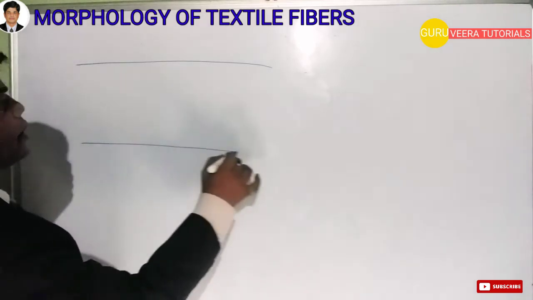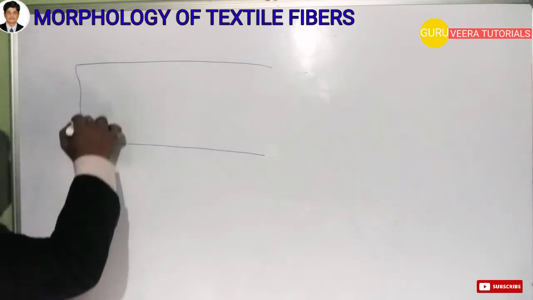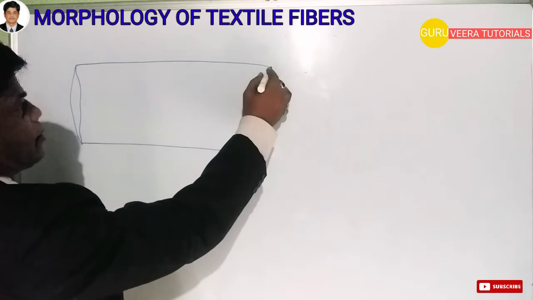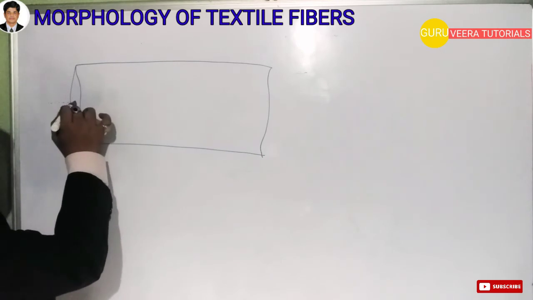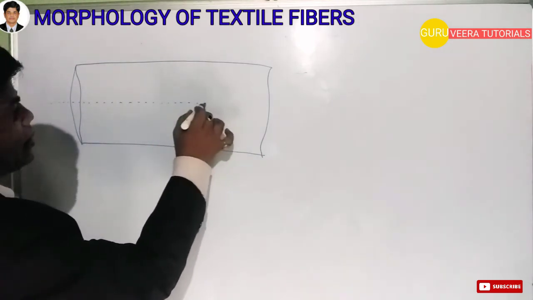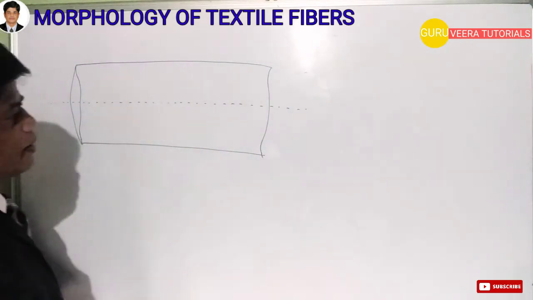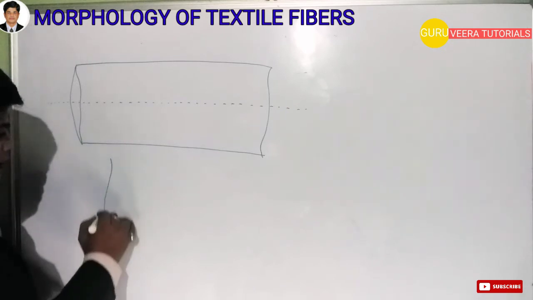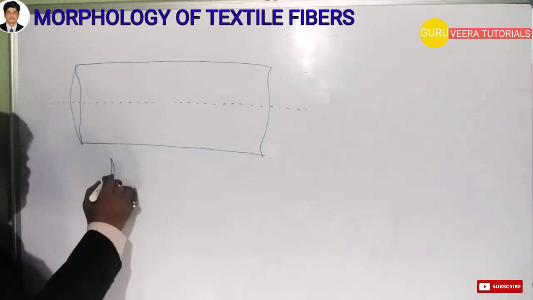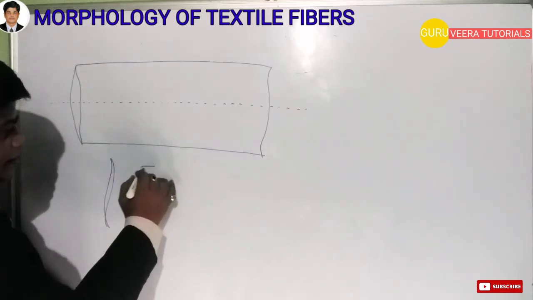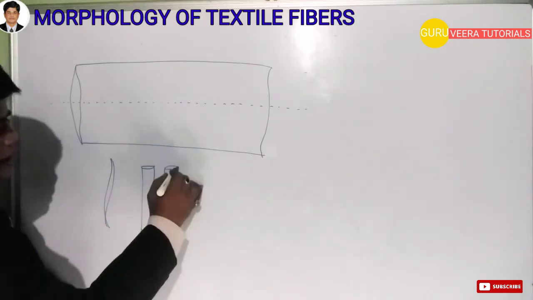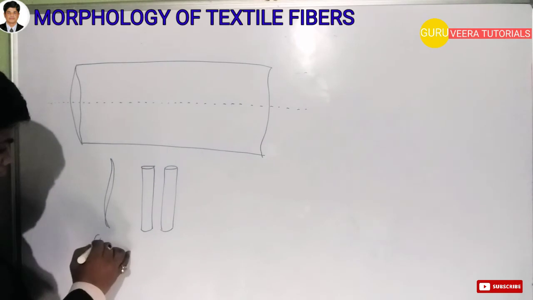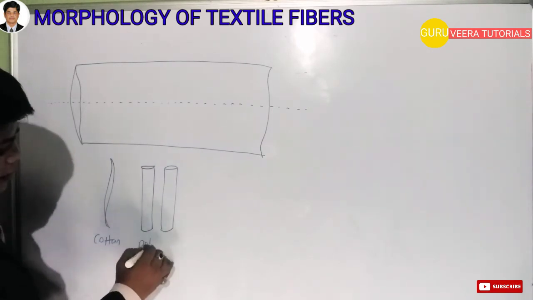You see, this is the zoom version of the textile fiber, cross sections. This is the cross section of the fiber that is lying horizontally. This is the axis of the fiber. For your understanding, I am showing here. Okay, this is the cotton fiber, and this is the polyester or nylon. Cotton, poly or nylon.